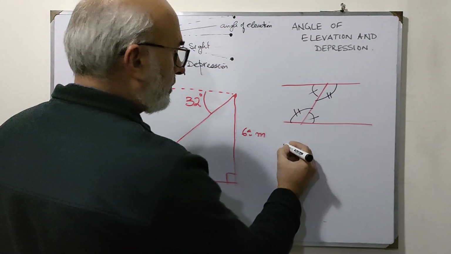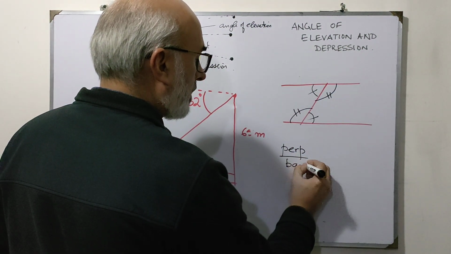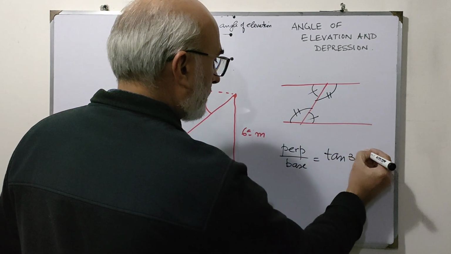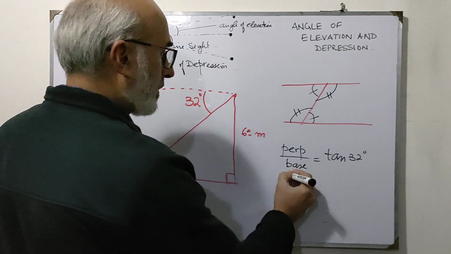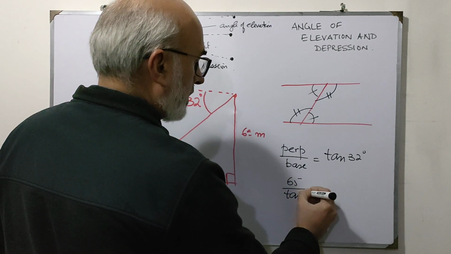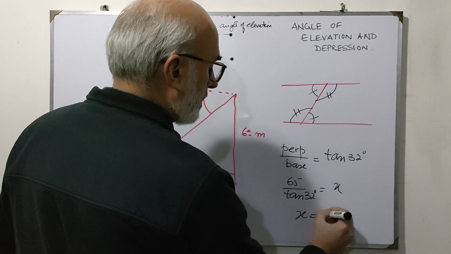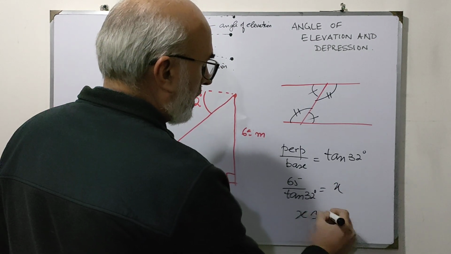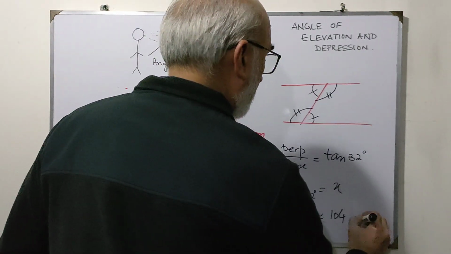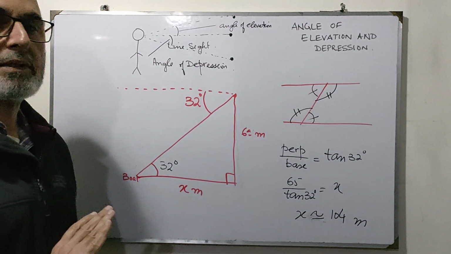Now, perpendicular over base equals tangent 32 degrees. So 65 divided by tangent 32 degrees is equal to x, which is approximately equal to 104 meters. Okay, so again, basically very simple things.